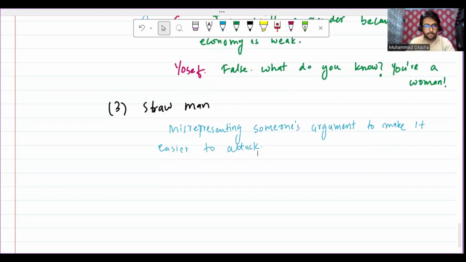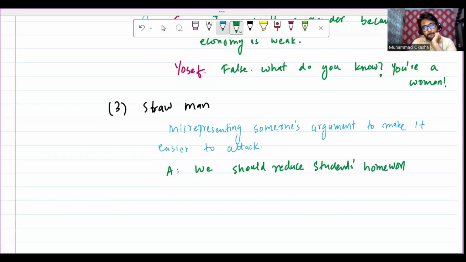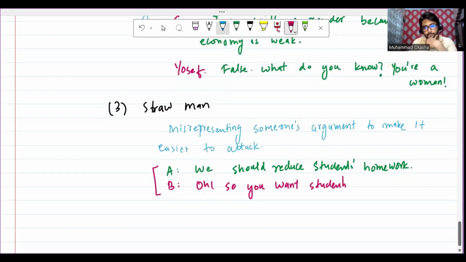So let's say there's a person A who says we should reduce students' homework, right? And in response, person B says, oh, so you want students to learn nothing. So you want students to learn nothing, right?